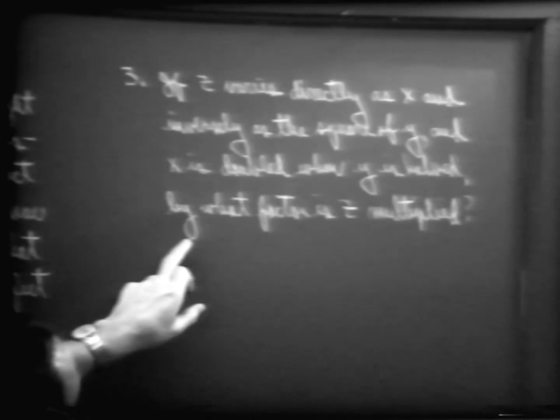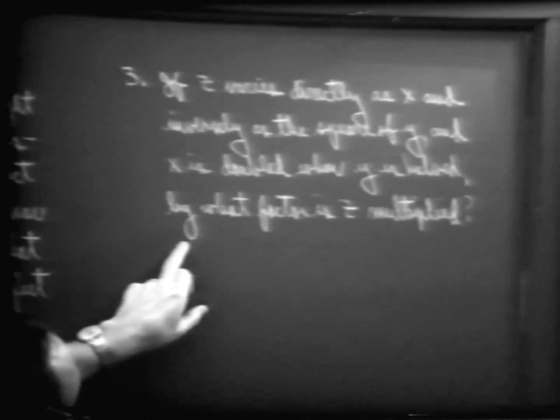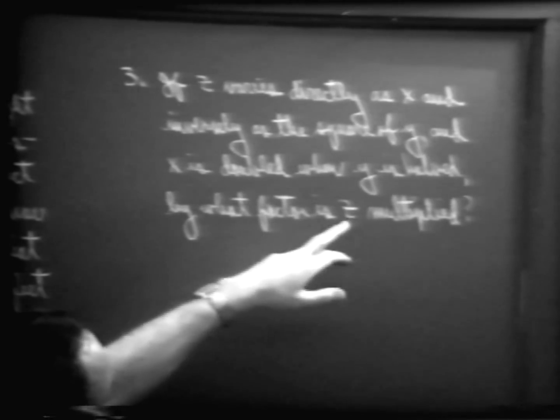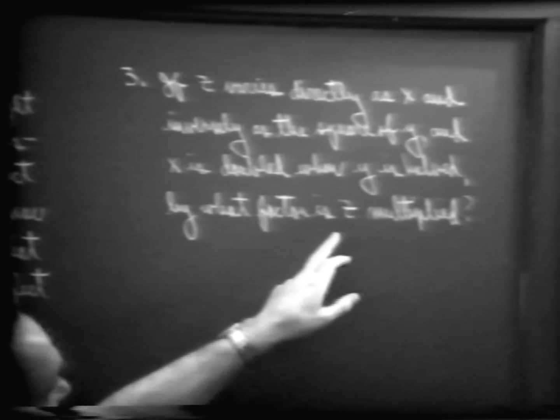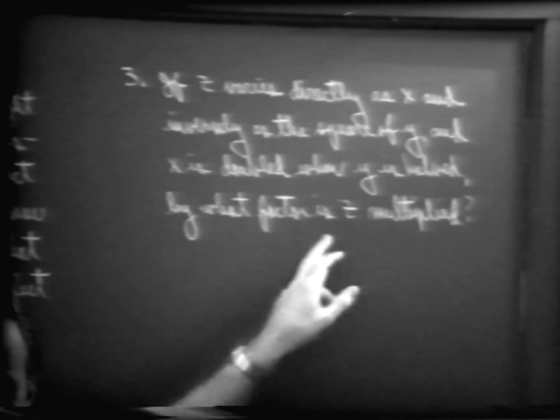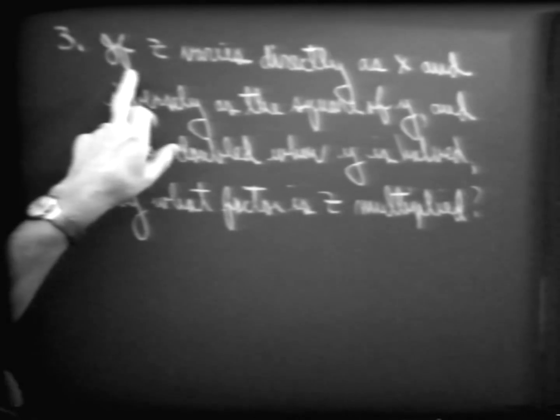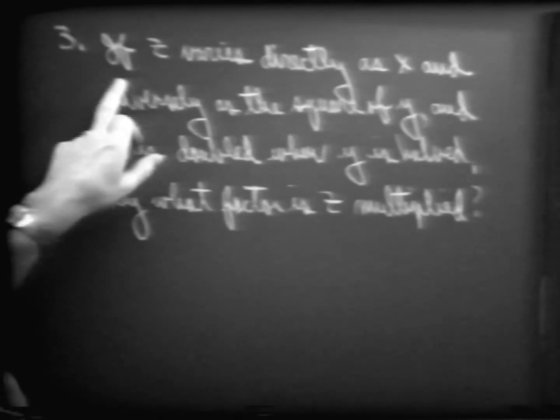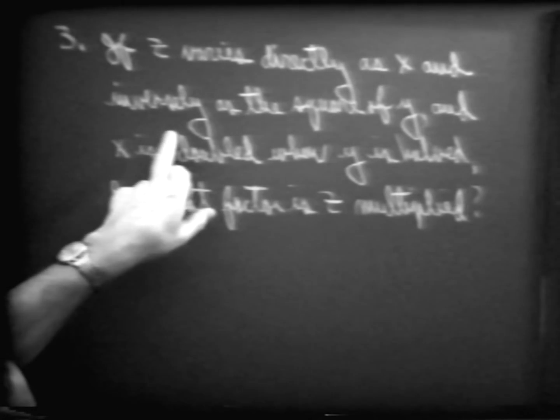Here we have: if z varies directly as x and inversely the square of y, and x is doubled when y is halved, by what factor is z multiplied? This is similar to the problem that we had for homework that Kirby asked about. So let's then come back here and interpret this sentence algebraically. If z varies directly as x and inversely the square of y, who then can give us an algebraic statement for that? Brenda?